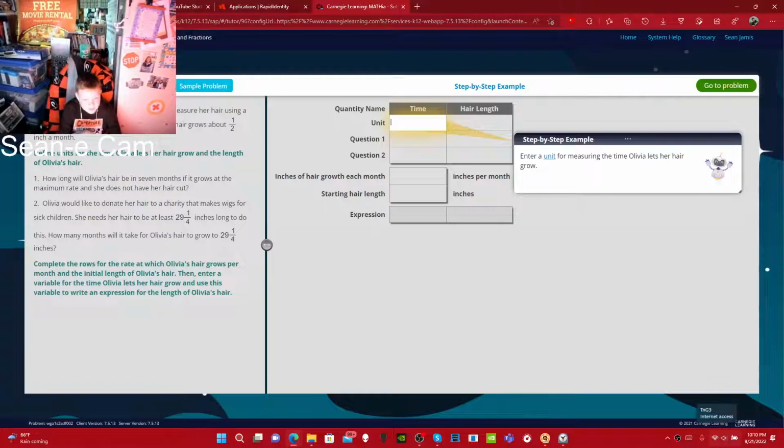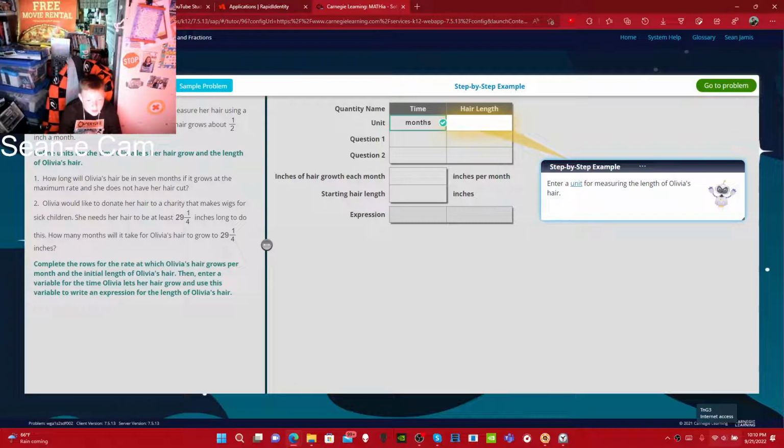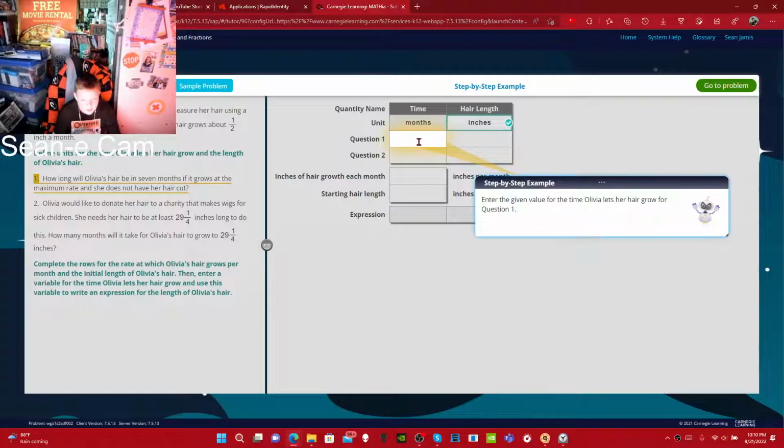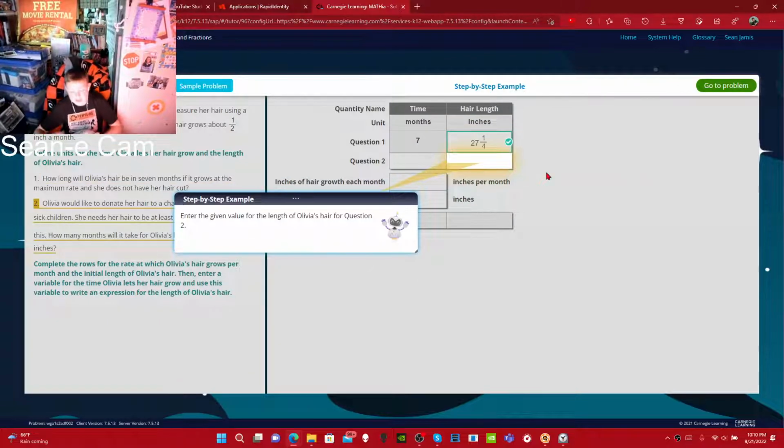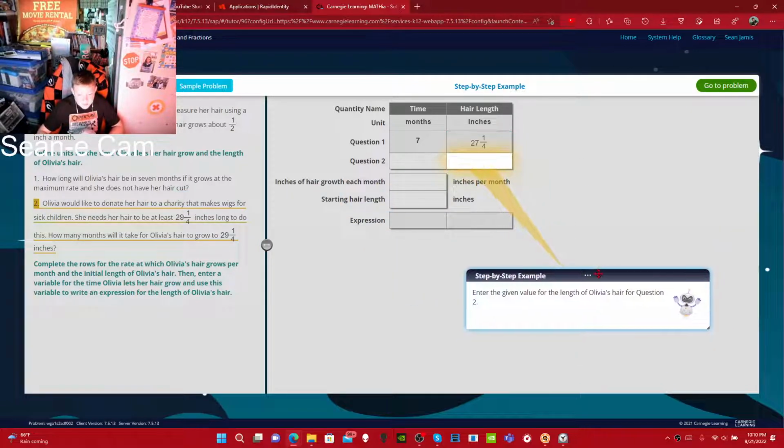Okay. So for time, we'll do months, and then hair length dimension, and then time dimension is 7. So we'll have to do the 23 3/4. Gotta tell you, Mathia is kind of strange. I'll do plus 2 times 7. It has a built-in calculator in some problems, so that's a fun part that you get to do with that.